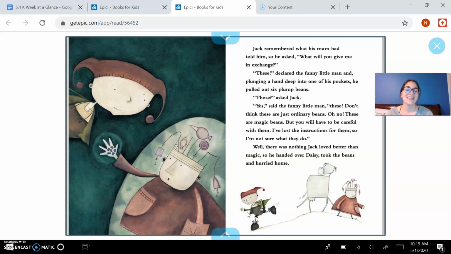Okay, what do you guys think the magic beans do? You can talk to the person that you're with and tell them what you think the beans do.